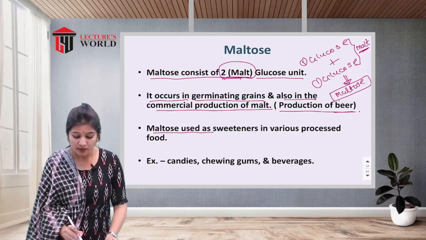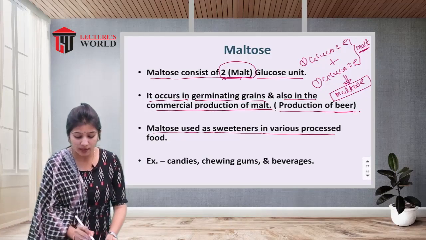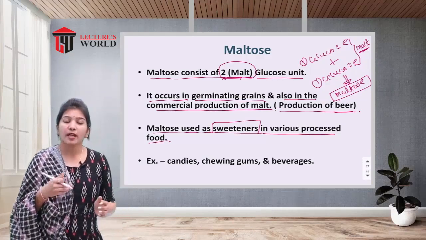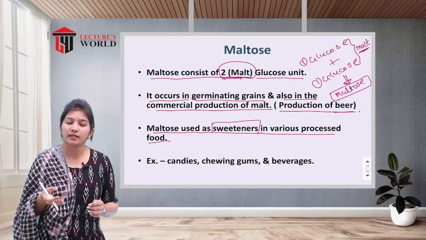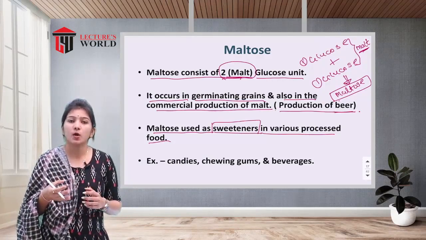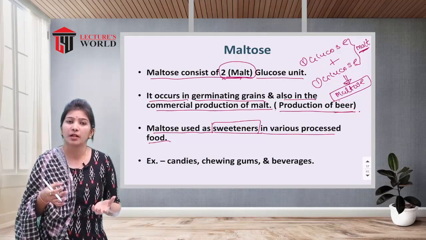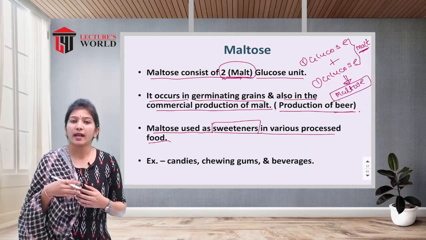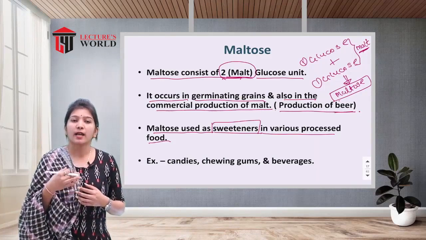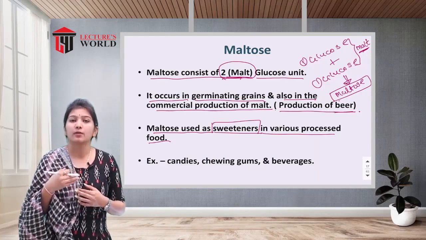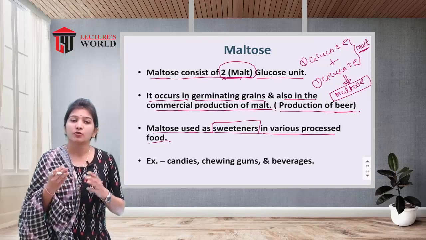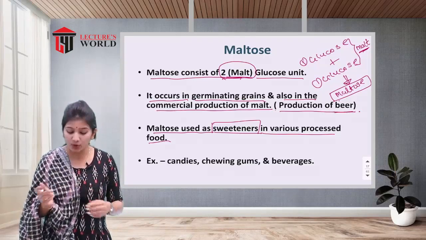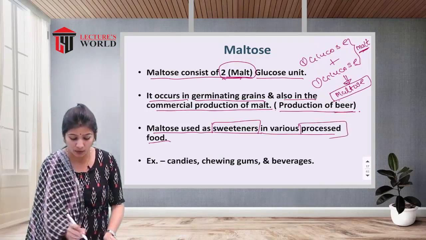Maltose is used as a sweetener in various processed foods. So to make processed food, as I have discussed, what is processed food? During the time of food preparation, if we are making any alteration in the food, if we are adding any preservatives, if we are using the freezing method, if we are doing the canning method of food, during the time of preparation, if we are making any alteration in the food, that is known as processed food.